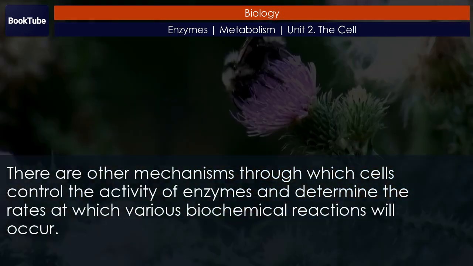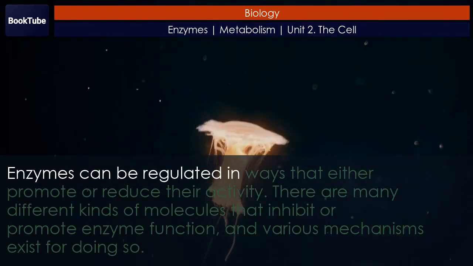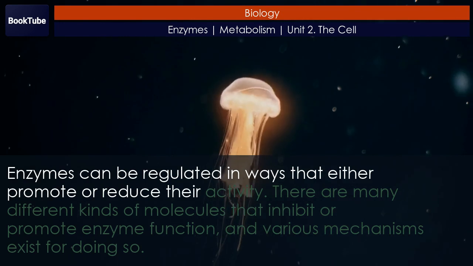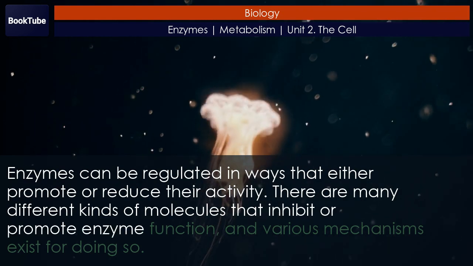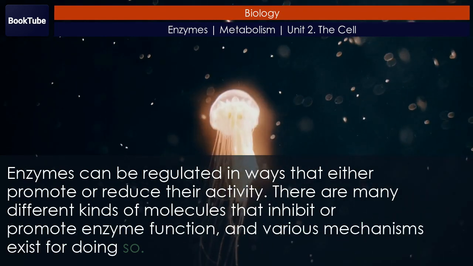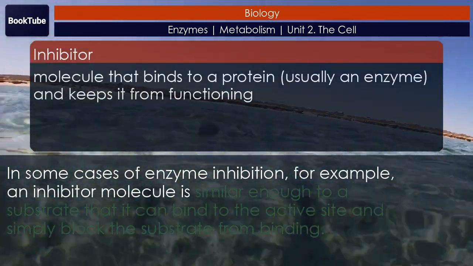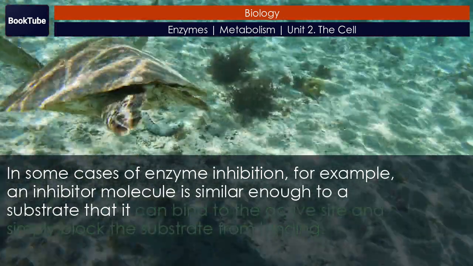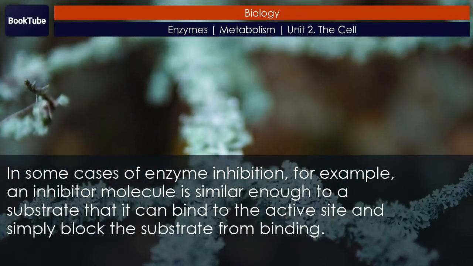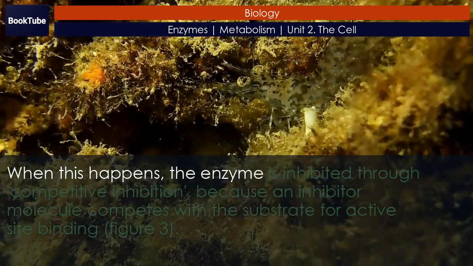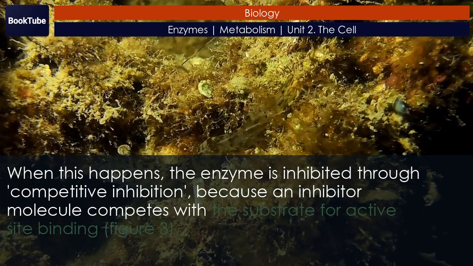Regulation of enzymes by molecules. Enzymes can be regulated in ways that either promote or reduce their activity. There are many different kinds of molecules that inhibit or promote enzyme function, and various mechanisms exist for doing so. In some cases of enzyme inhibition, for example, an inhibitor molecule is similar enough to a substrate that it can bind to the active site and simply block the substrate from binding. When this happens, the enzyme is inhibited through competitive inhibition, because an inhibitor molecule competes with the substrate for active site binding.